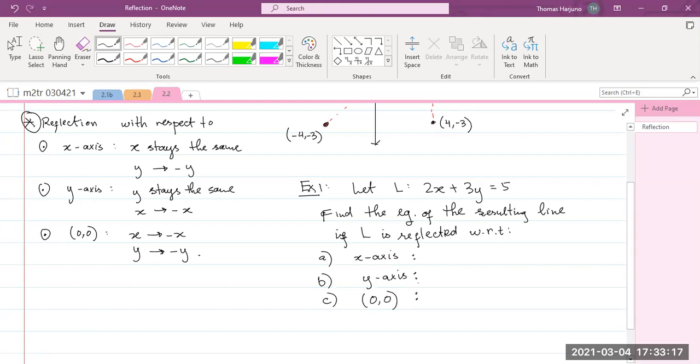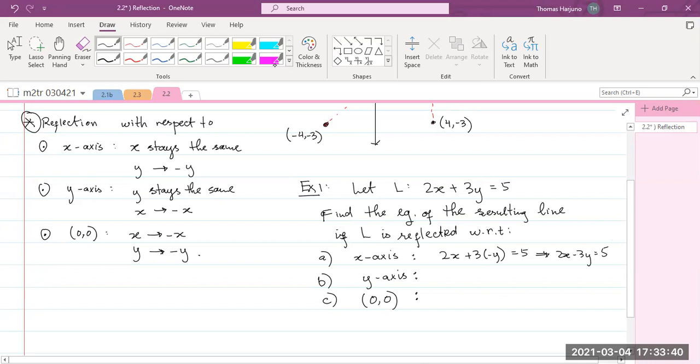What happens if you reflect that with respect to the x-axis? Well, then the y becomes negative y. And of course, simplify. Then I will get 2x minus 3y equals 5. That's the equation of the new line. If you reflect this line with respect to the x-axis, that's the new line.